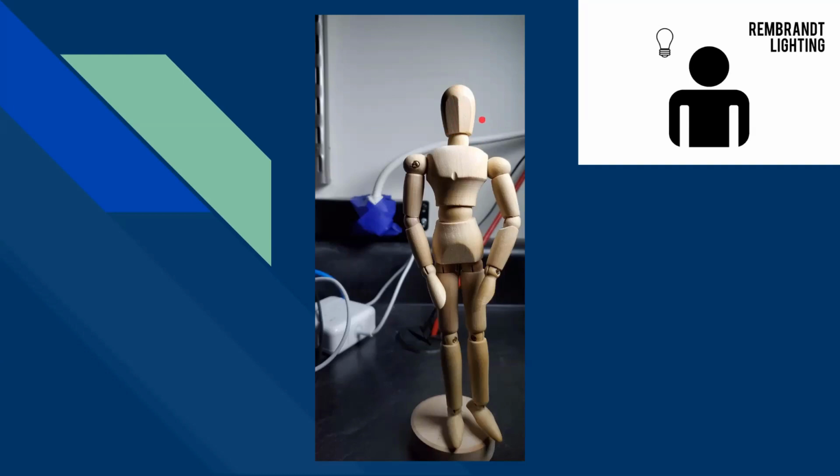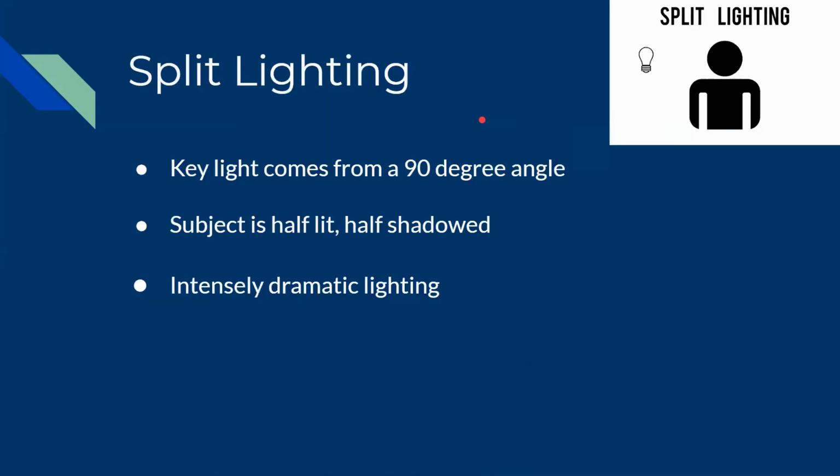But what you'll also find is our next pattern, referred to as split lighting. Light is now no longer above them, but is coming from a 90 degree angle from them. So it comes from the side of our subject. What it does now is our subject is half lit, half shadowed, and it makes this intense lighting where only one half of the thing is lit, and one half of it is in darkness.